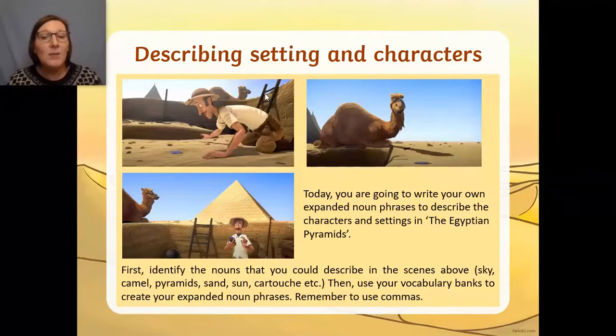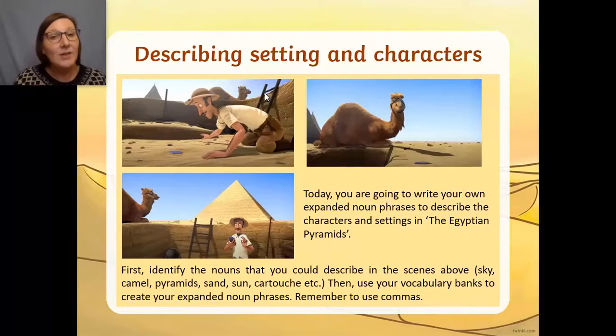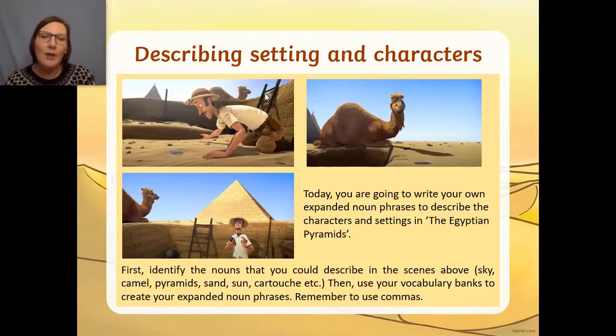So today you're going to be writing your very own expanded noun phrases to describe the characters, the archaeologist and the camel, and the setting. So remember, we were in Cairo, we're in the desert, we were by the pyramid, and then that amazing thing happened when he found the cartouche. Okay, so you're going to be describing the characters and the setting in the Egyptian pyramids. Did you have another look at it again? Because I put the link on there for you to have another look all the way through. Fantastic. So first, what I'd like you to do is identify the nouns that you could use just to describe these 3 scenes.